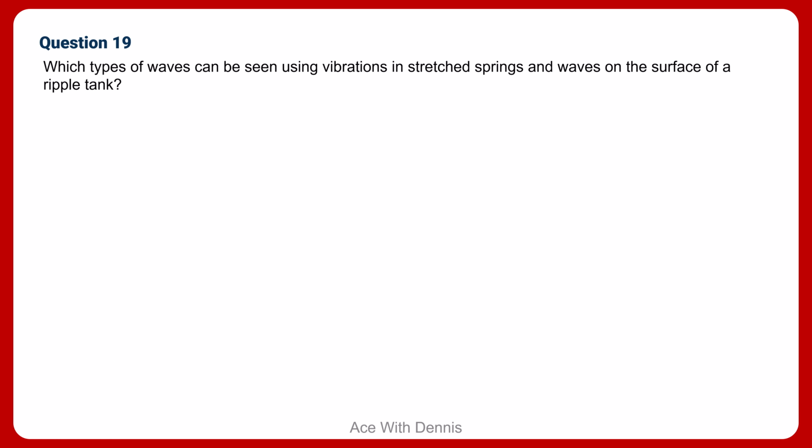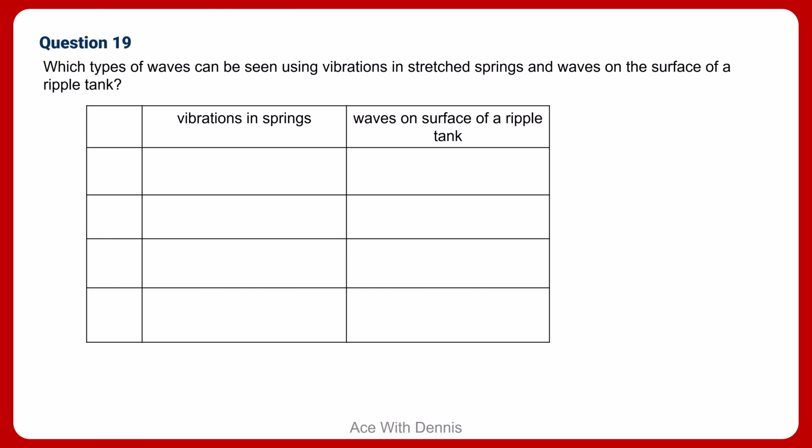Question 19. Which types of waves can be seen using vibrations in stretched strings and waves on the surface of a ripple tank? So here are the options.